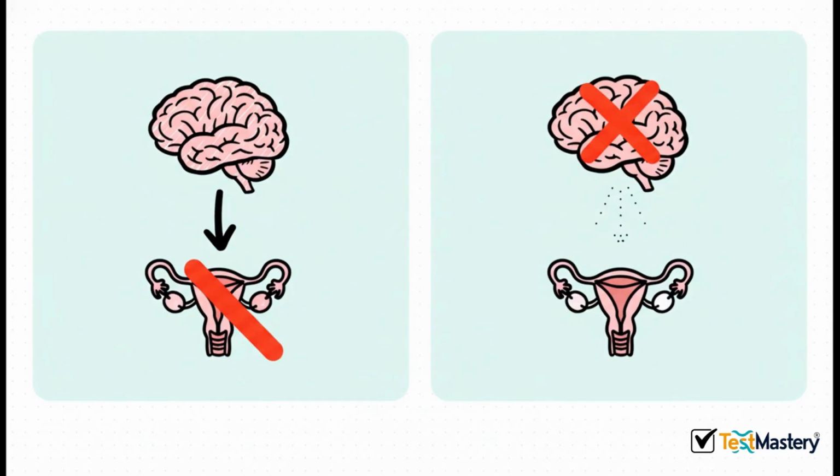Think of the pituitary as the manager and the gonads as the workers. If FSH and LH are high, it means the manager is yelling instructions, but the workers aren't listening. That's a problem with the gonads themselves. But if FSH and LH are low, well, the manager isn't even giving any orders. The problem is coming from the pituitary.